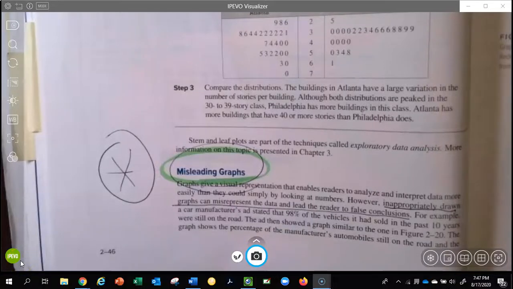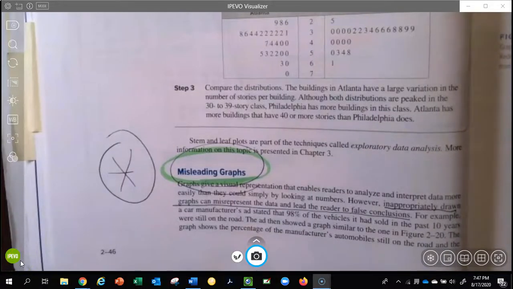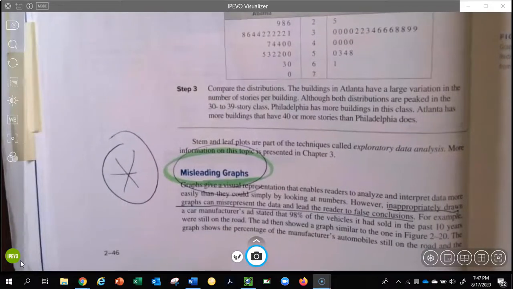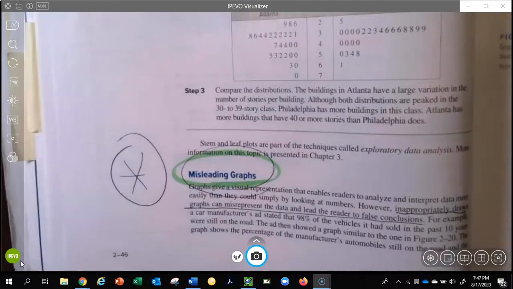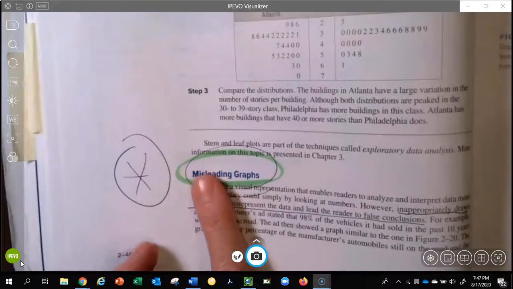We're at the end of section 2-3. You definitely want to get out your pen, pencil, highlighter, sticky notes, etc. as we finish up this chapter talking about misleading graphs.